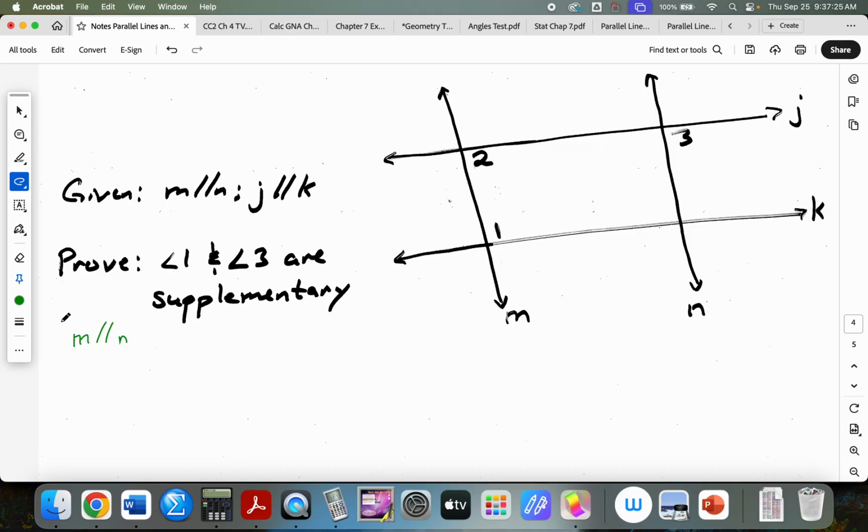I'm going to write that M is parallel to N. That's a statement. Every statement goes in a box. And underneath the box is your reason. The reason I know that's true is because it's given. And at the same time, I know that J is parallel to K, but that's its own statement, so I put it in a box. Say that that's given as well.